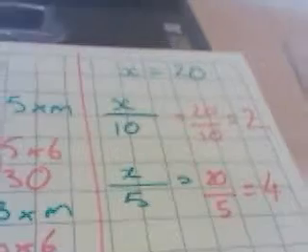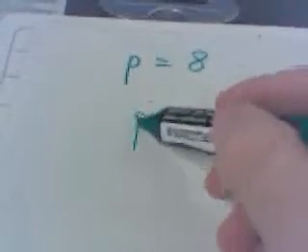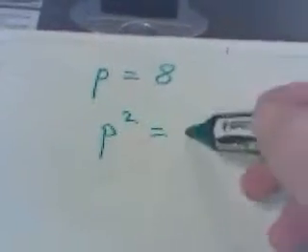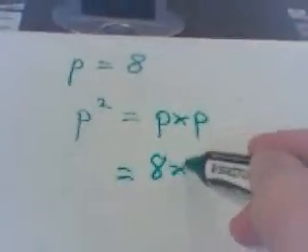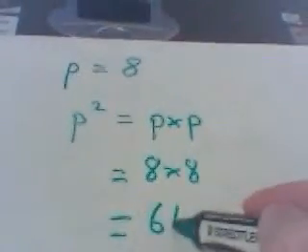And on to the last thing that we tend to do. If we have, say, P equals 8, so we can now try P squared. Well, that just means P times P. So that's 8 times 8 is 64.